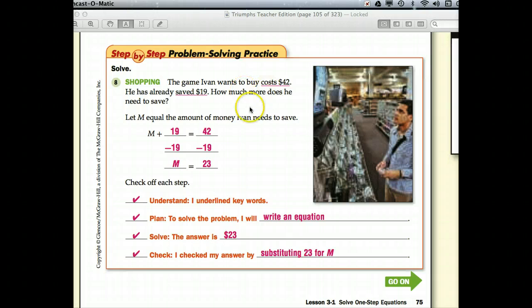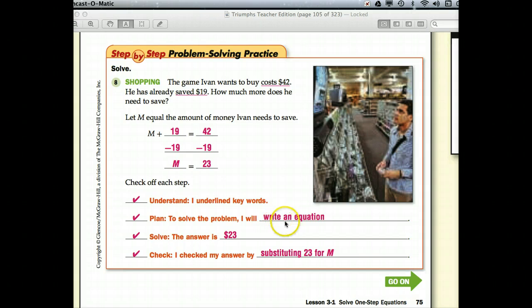Okay, the game costs a total of $42 and he's already saved $19. So we need to know how much more money, if M represents the amount of money, then how much more money does he need to save? Well, if we subtract the 19 from both sides, we know we need a total of 42. If we take away the 19, he needs another $23.